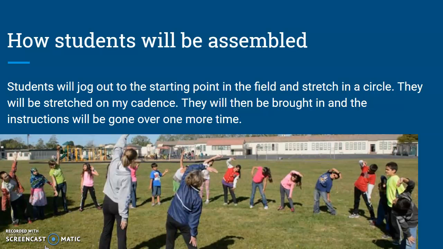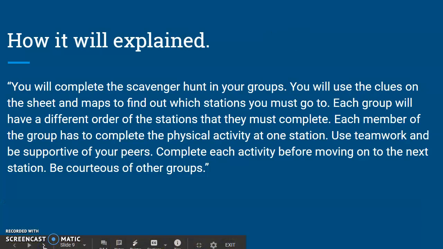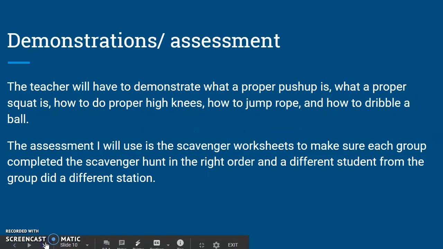They will then be brought in, and the instructions will be gone over one more time before we start the activity. Here's how it'll be explained. You'll complete the scavenger hunt in your groups. You will use the clues on the sheet and the maps to find out which stations you must go to. Each group will have a different order of the stations that they must complete. Each member of the group has to complete the physical activity at one station. Use teamwork and be supportive of your peers. Complete each activity before moving on to the next station.